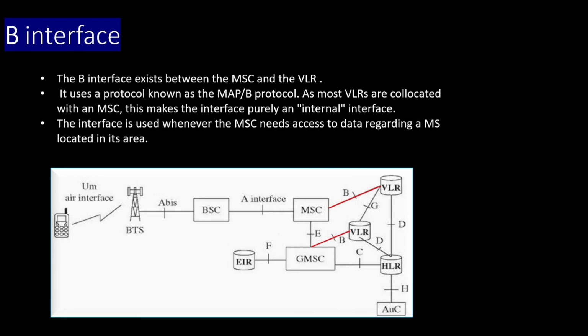B interface. The B interface exists between the MSC and the VLR. It uses a protocol known as the MAP-B protocol, as most VLRs are collocated with an MSC. This makes the interface purely an internal interface. The interface is used whenever the MSC needs access to data regarding a MS located in its area.